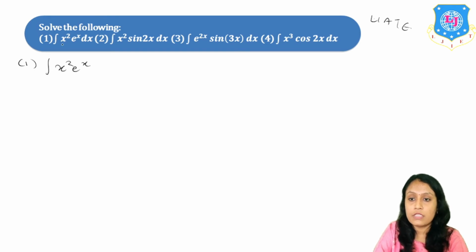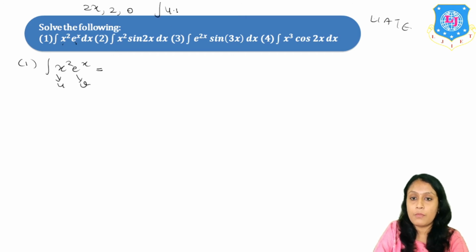Okay, so this is an algebraic term, and this is an exponential term. The algebraic term comes first, so this is u and this is v. Now, the derivative of x square is 2x, then 2, and then its derivative is 0 further. So we have finite derivatives, and we can use the Leibniz rule.